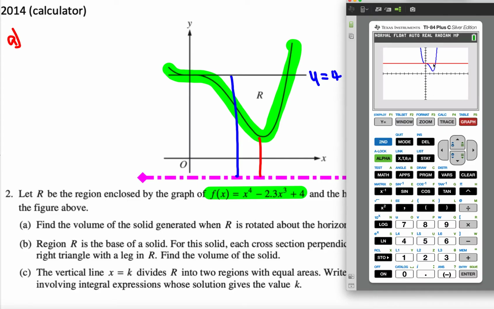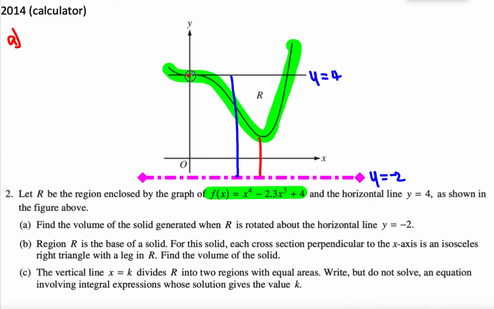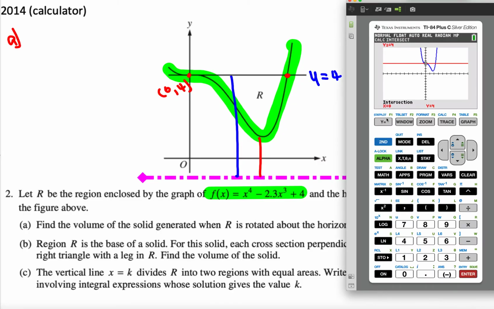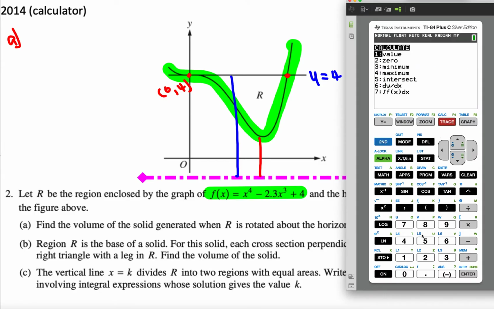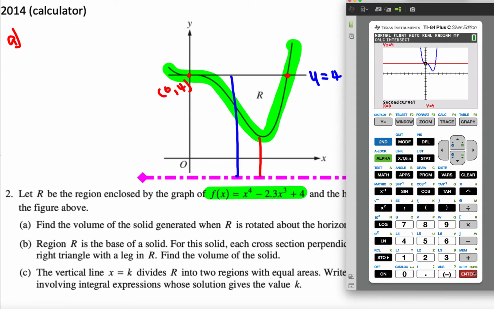So we have 2 intersections over here, it seems. What are those intersections? I'm going to do second calc, intersection number 5. That's the first curve, that's the second curve. That's your intersection, 0, 4. So one of the intersections is 0, 4 right over here. Let's find out the second intersection.